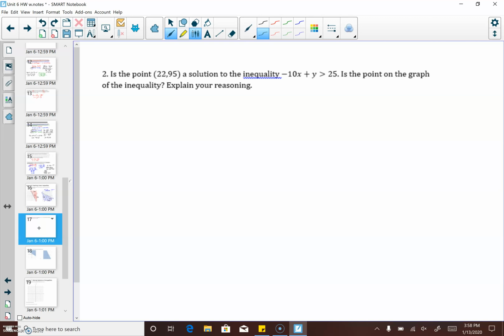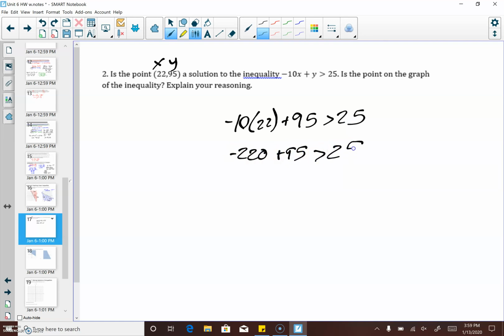For number 2, is the point (22, 95) a solution to the inequality negative 10x plus y is greater than 25? So let's address that first before we get to the second part. And all we're going to do, very simply, is plug in. So negative 10 times 22 plus 95 is greater than 25. When I do that, I get negative 220 plus 95 is greater than 25. When I add those two together, I'm going to get negative 125 is greater than 25. So the answer is no.